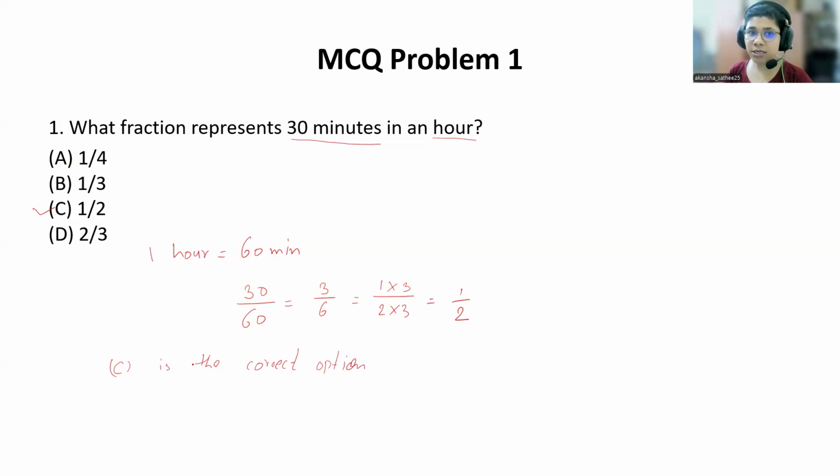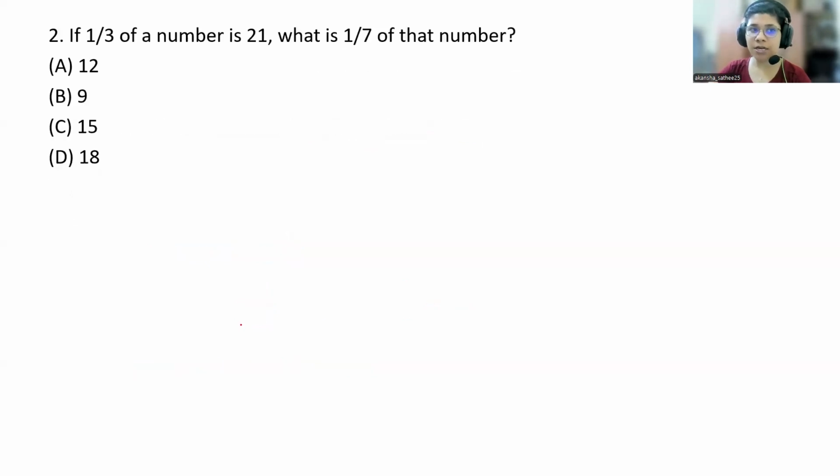Is the calculation clear? You are interested in 30 minutes and the whole thing is an hour. The whole thing is 60, you are interested in 30. So the one you are interested in, you have to write in the numerator, and the whole thing you have to write in the denominator. So it is 1 by 2.